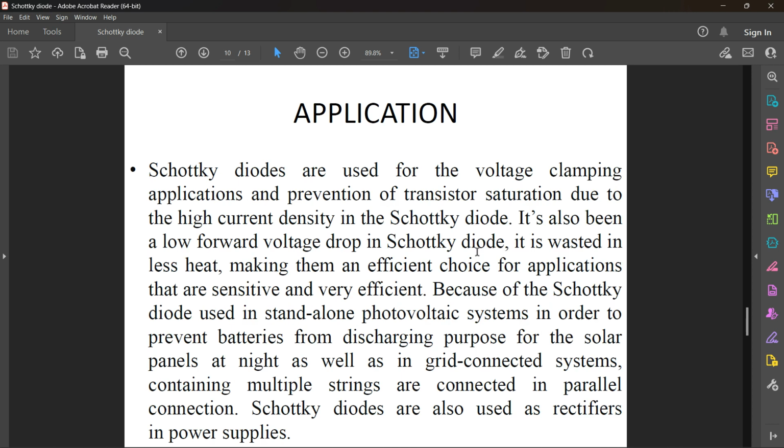So the applications are: it is used for voltage clamping, and for prevention of transistor saturation due to high current density. It is also used for its low forward voltage drop, which means less heat and makes it an efficient choice. Schottky diodes are used in standalone photovoltaic systems to prevent batteries from discharging through the solar panels at night. As it has unidirectional characteristics, it is used in this application, as well as in grid connected systems. Schottky diodes are also used in rectifiers in power supplies because of their unidirectional characteristics.